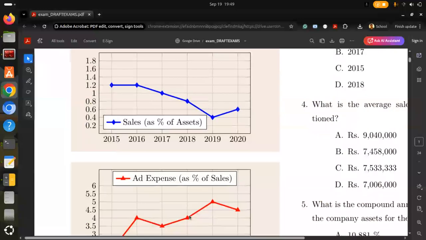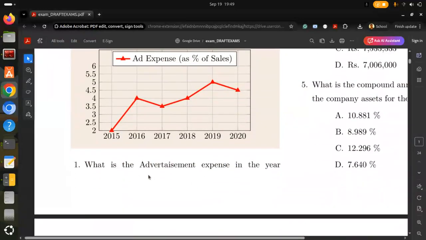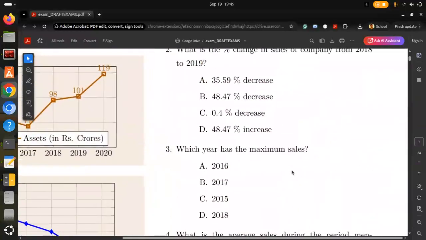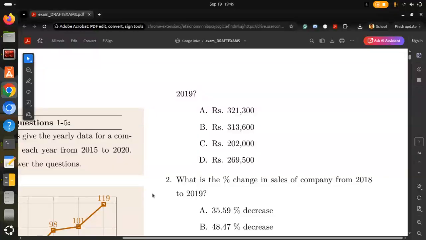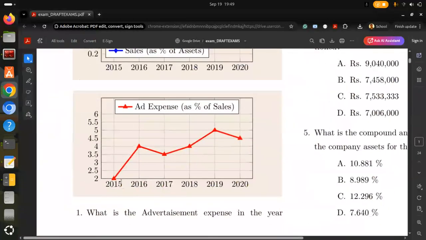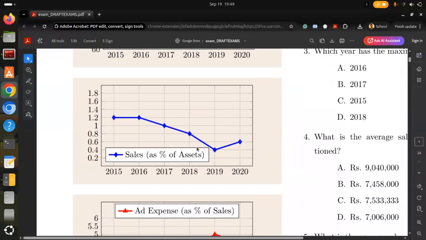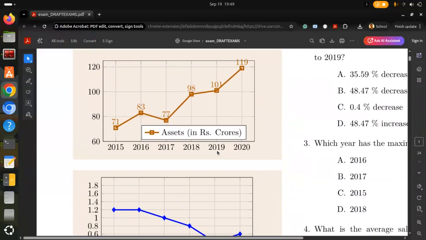Okay, so let us see. I'll start with the first question. What is the advertisement expense in the year 2019? If you see the last plot, the ad expense is given as a percentage of sales. Be careful with the 2019 year. It is 5%, as per this plot. So advertisement expense is 5% of sales. And for sales in 2019, you can see in the second line, sales as a percent of assets is 0.4%. And in 2019, total assets is 110 rupees crores.